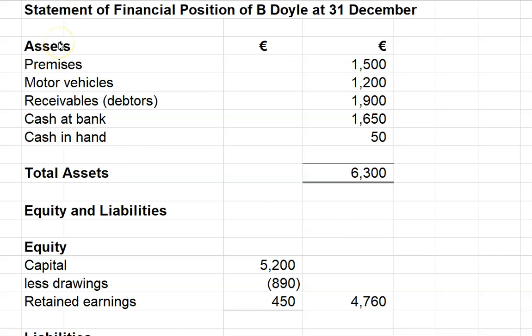So here's a simplified version of the statement of financial position of Brendan Doyle, or B. Doyle. Here are all our asset accounts. They add up to 6,300. Now, we need to divide them up into current and non-current, but really, I'll show you that in a second, just to let people see what it looks like in total, or in simplified form.